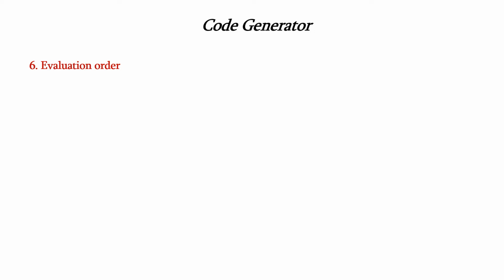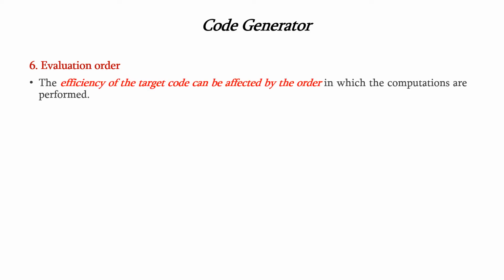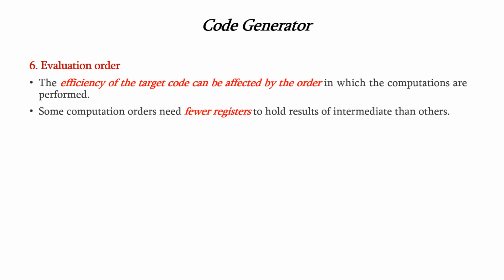And the sixth issue to be considered is evaluation order. The efficiency of the target code can be affected by the order in which the computations are performed. Some computation orders need fewer registers to hold the intermediate results than others. So thus we have seen the information about the code generator and the design issues in the code generator.